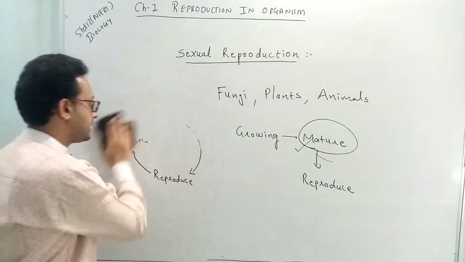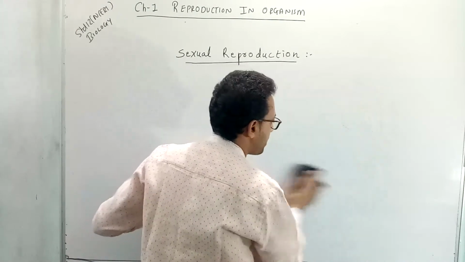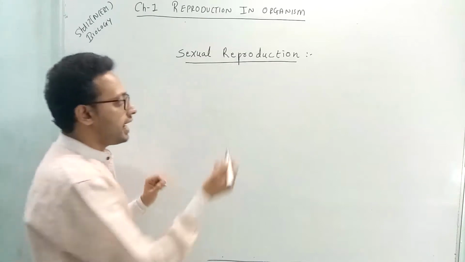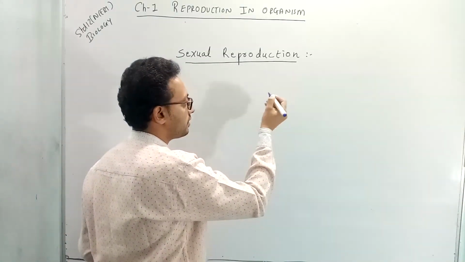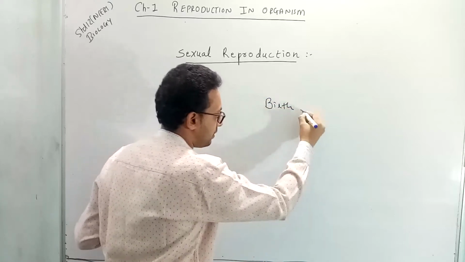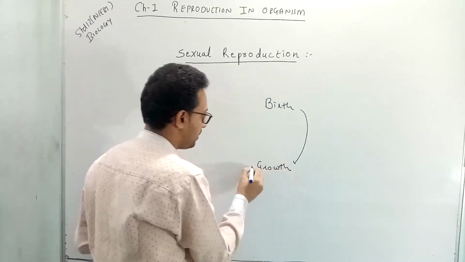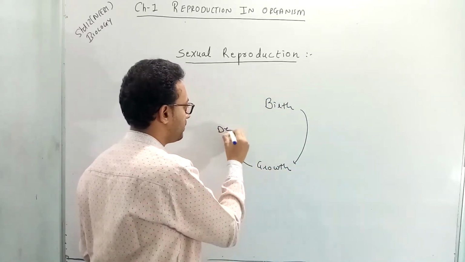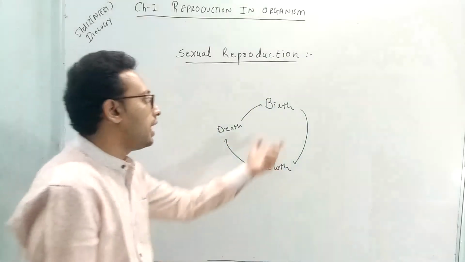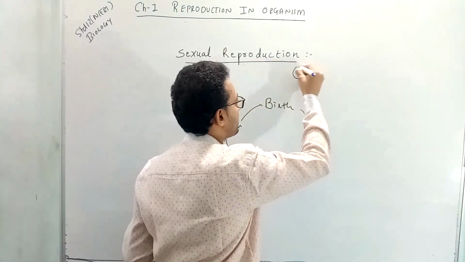So we will learn the basic cycle of the living organisms which are reproducing sexually. I will just draw a basic cycle. First, it's a birth, then it's a growth, then it's a death for a living organism. Now see how the birth occurs. Clear? Now you know how the birth occurs in sexual reproduction.